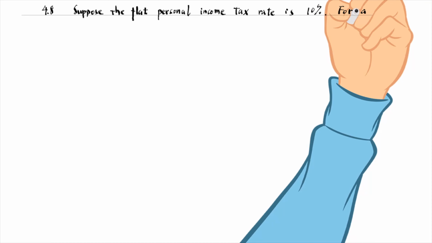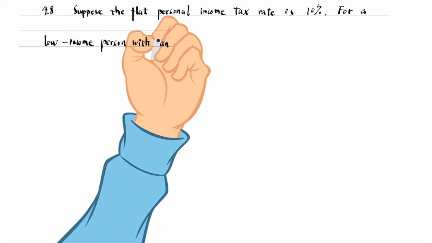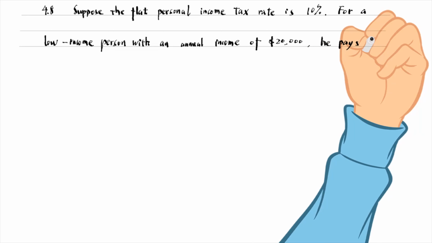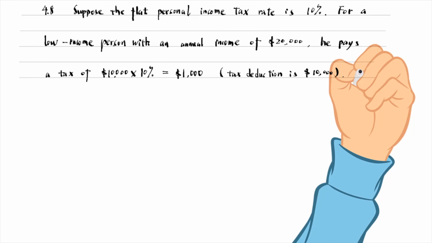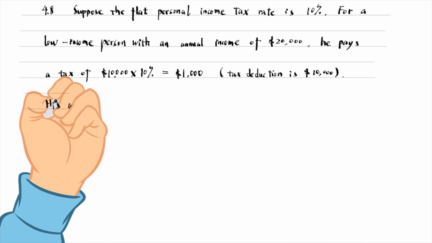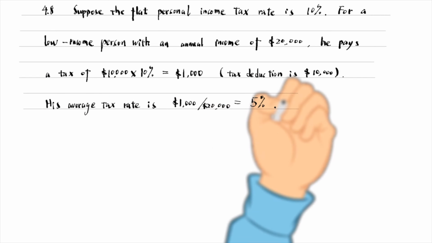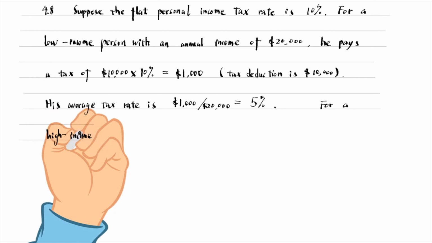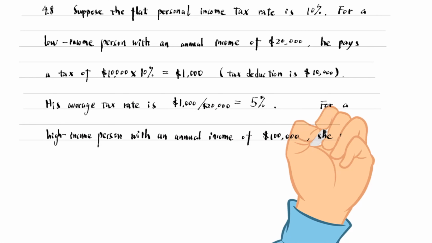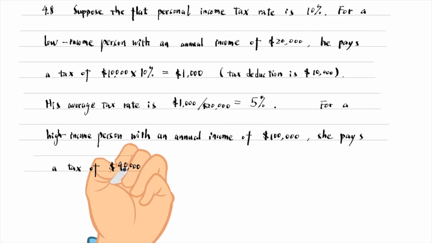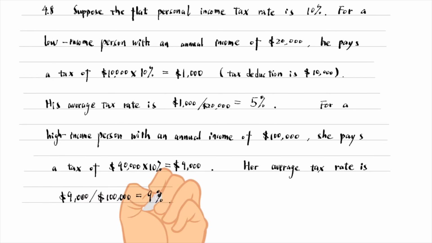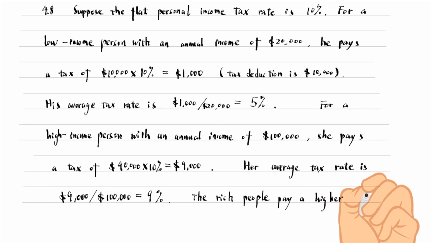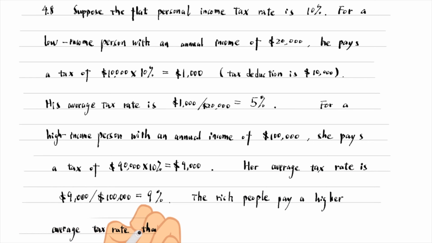For a lower income person with an annual income of $20,000, he pays a tax of $10,000 times 10% equals $1,000. His average income tax rate is 1,000 divided by 20,000, which equals 5%. For a high-income person with an annual income of $100,000, she pays a tax of 90,000 times 10% equals $9,000. Her average tax rate is 9,000 divided by 100,000, which equals 9%. The rich people pay a higher average tax rate than poor people.